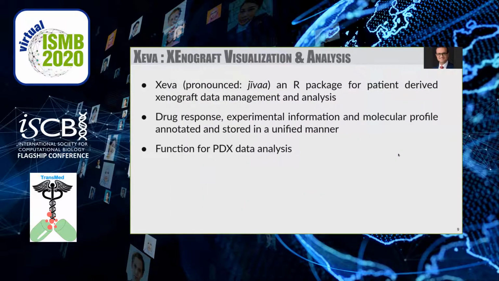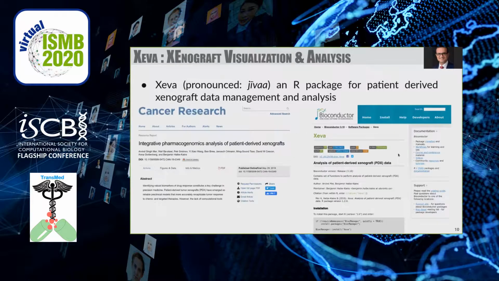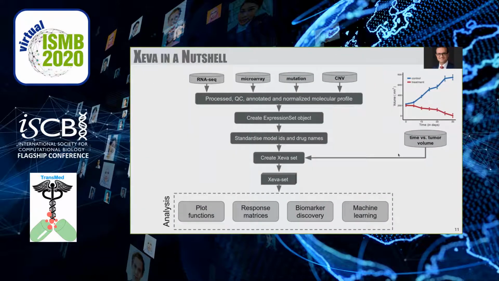To manage and analyze this data, we have recently developed our software called Jiva. This work has been published in Cancer Research and the package is available on GitHub as well as in the Bioconductor repository. To give you an overview of what we can do with this package, we take all kinds of genomic data and process it in a unified manner. Then we link the data with the time versus tumor volume data from the PDX experiments, and we create an R object called Jiva set.